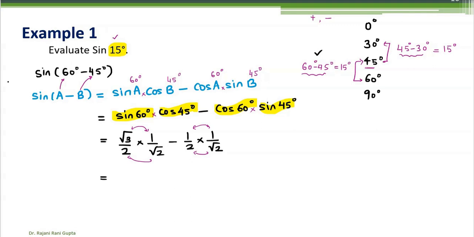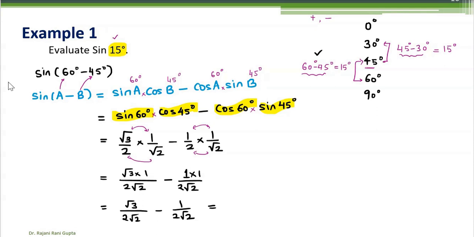Root 3 times 1 over 2 root 2, because one number is under the square root and another is without square root, so you write it in the same way. And 1 divided by 2 root 2, so 1 times 1. So root 3 times 1 is root 3 divided by 2 root 2, minus 1 divided by 2 root 2.